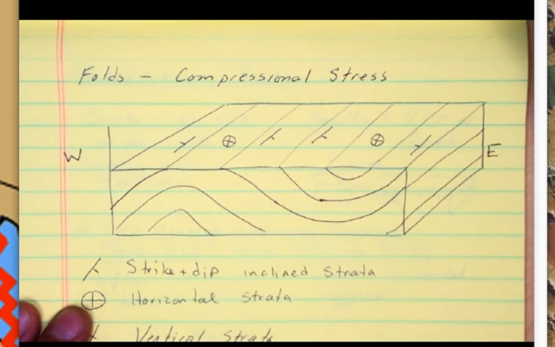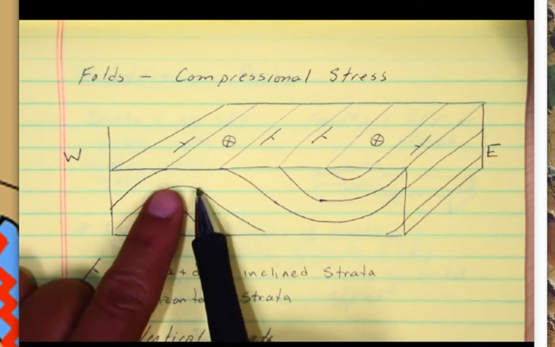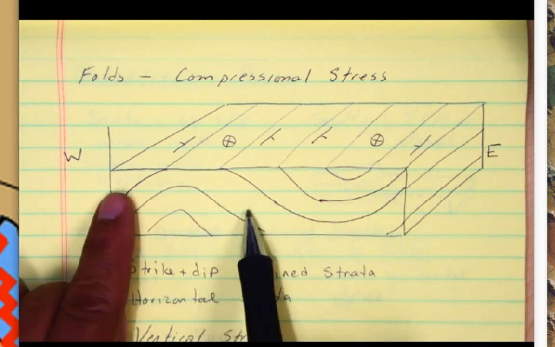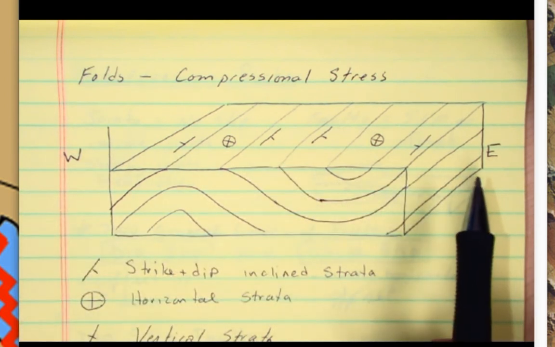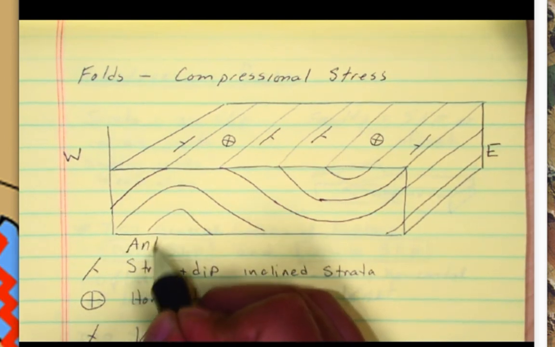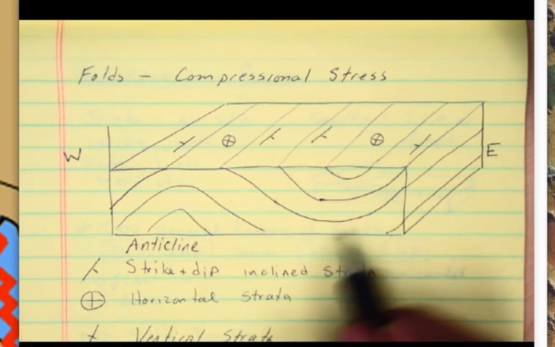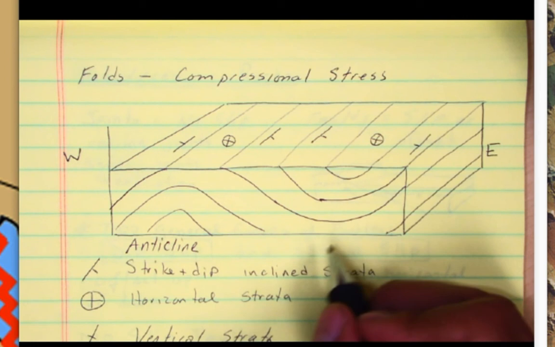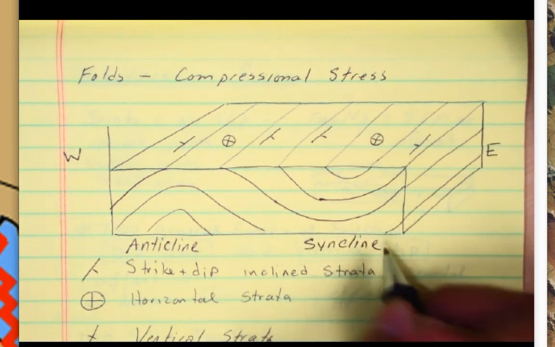So I'm seeing, just from the strike and dip symbols, that these strata are inclined away from the center. These are inclined toward the center. So I'm making two distinct types of folds. In fact, this kind of arching fold here is called an anticline. Anticline. So the anticline is an arching fold, whereas this U-shaped trough-like fold is called a syncline. So there's syncline and anticline.